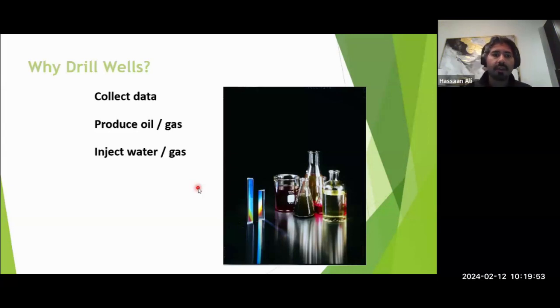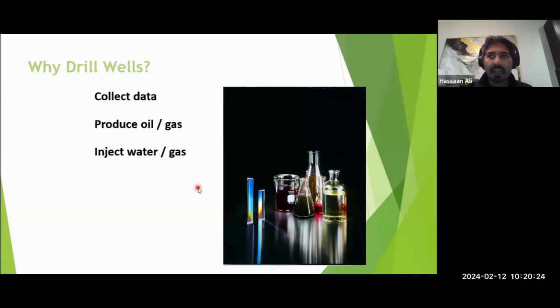This is usually done when you have a very good understanding of the subsurface structure. And then finally, to inject water and gas. So in a lot of locations, you have a lot of produced water and there is no way to dispose of it in a more responsible way. So what you do is that the produced water will be injected back into the reservoir, and it helps you to have extended oil recovery. That means it will help you to recover more out of that reservoir by injecting water and gas.